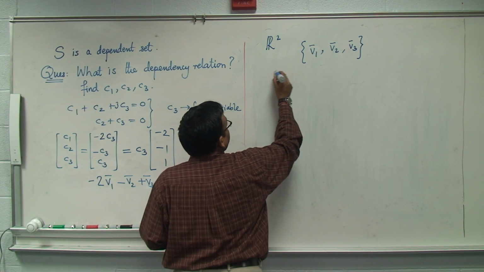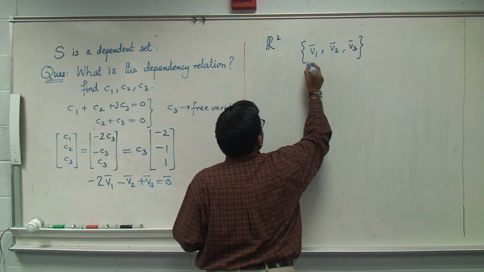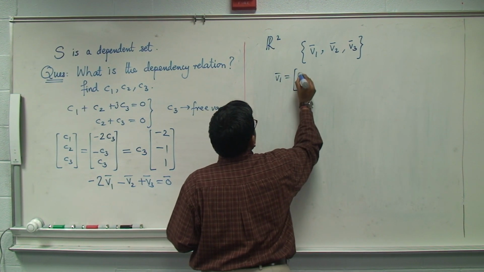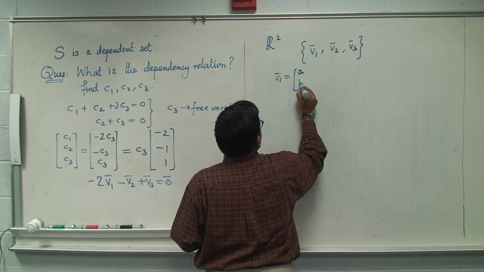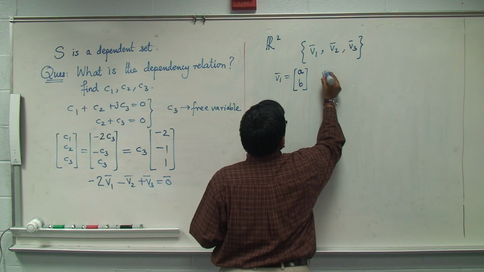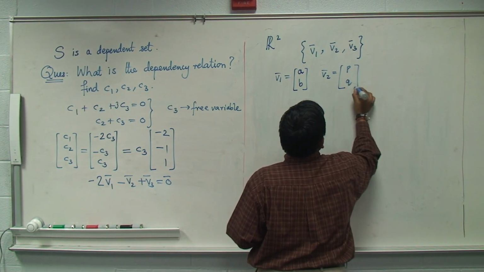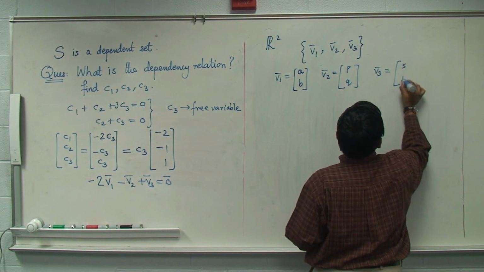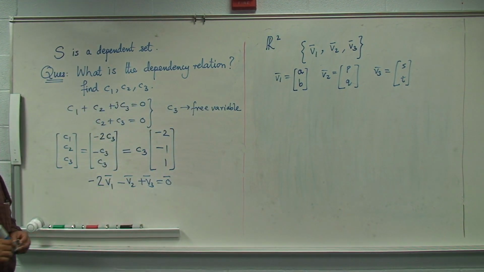Okay, what if I was given three vectors? Let me give these vectors some names. Let me say my vector v1 is, let's say (A, B), my vector v2 is some (P, Q), my vector v3 is some (S, T). What if I was given three vectors? Can they form an independent set?